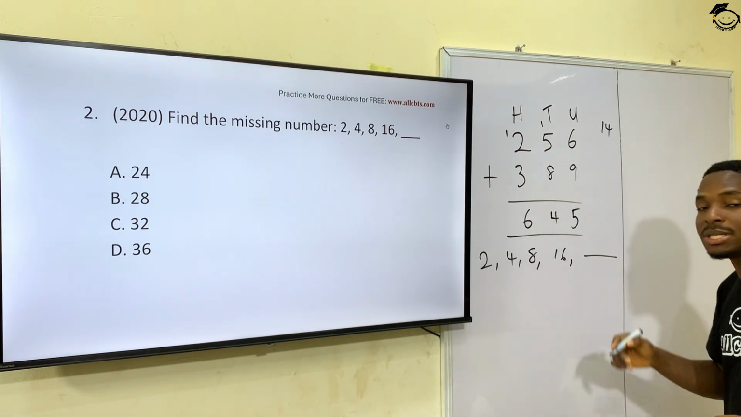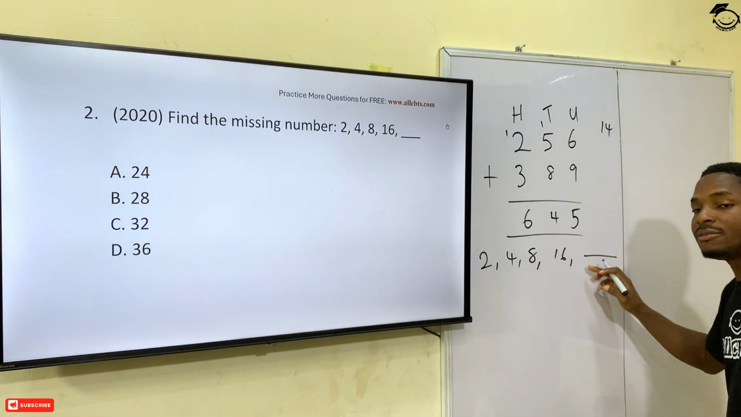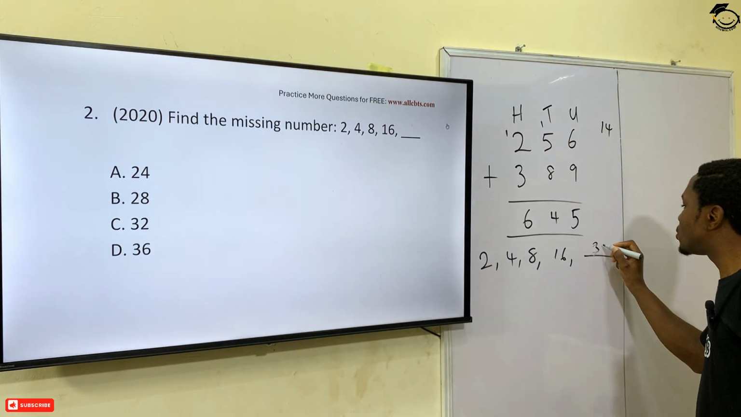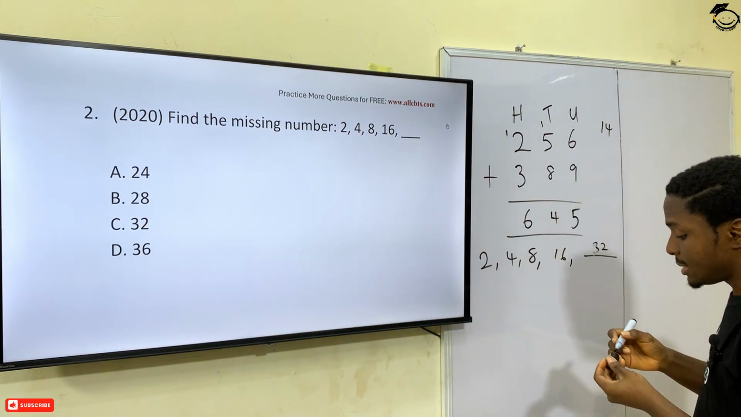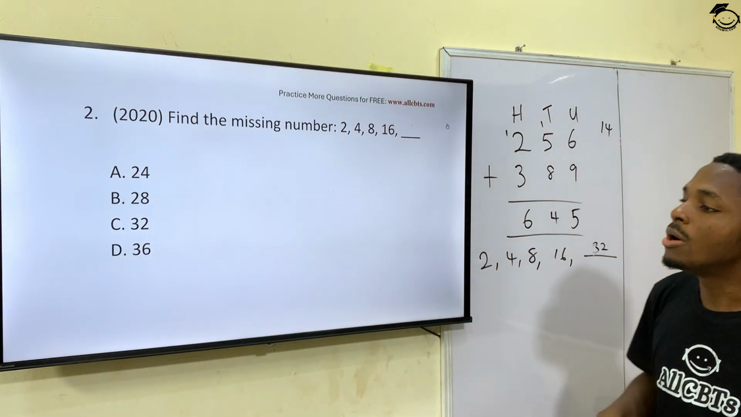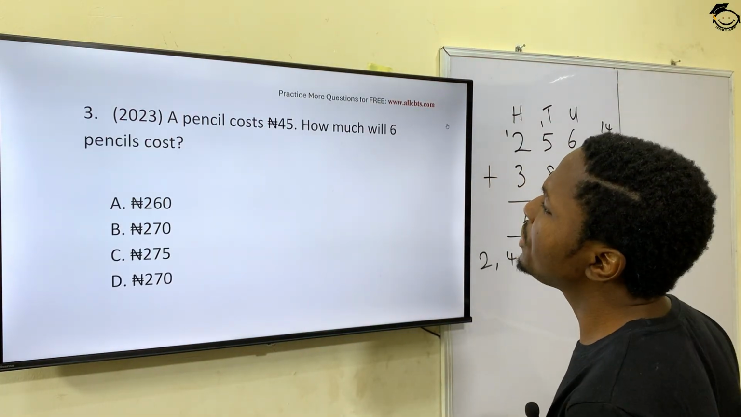So for this missing gap, we apply the same rule. 16 times 2 gives us what? 32, right? And you can also put it as 16 plus 16, which gives you 32. So the option for that will be 32.